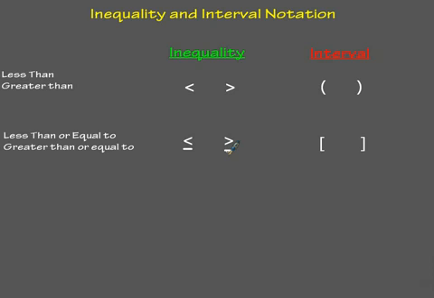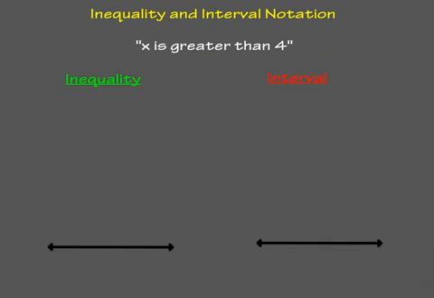With interval notation, you're going to use parentheses with less than or greater than, and you're going to use these brackets whenever you're less than or equal to or greater than or equal to. Alright, so let's take a look at the statement x is greater than 4. What we're going to do is write it in inequality form and then graph it on a number line. We'll do the same thing then with interval form and graph that on a number line.